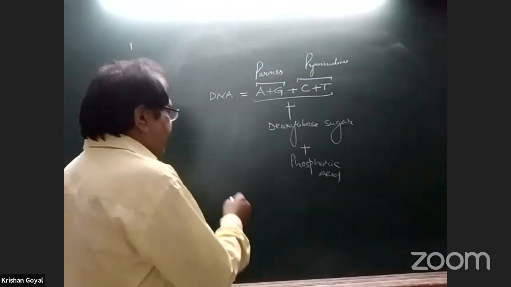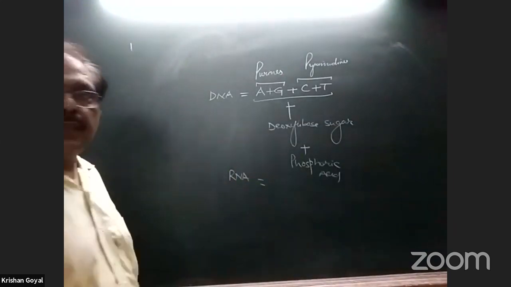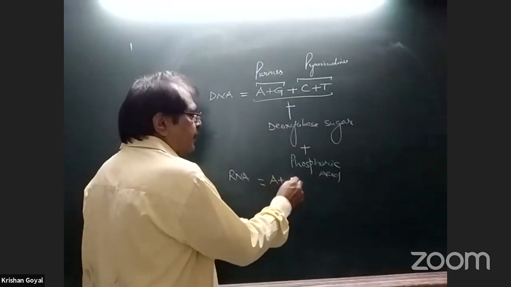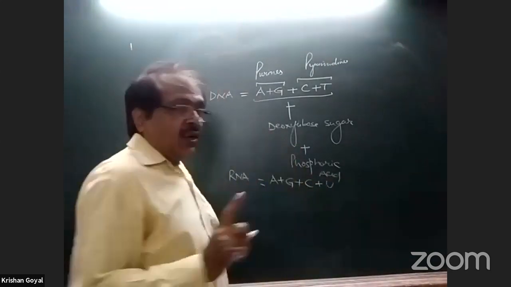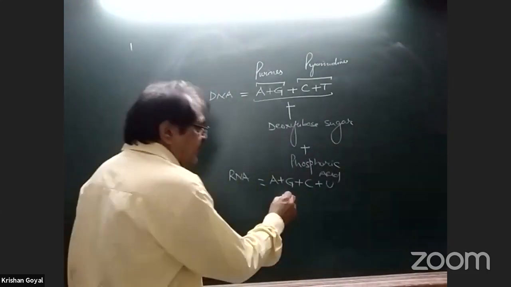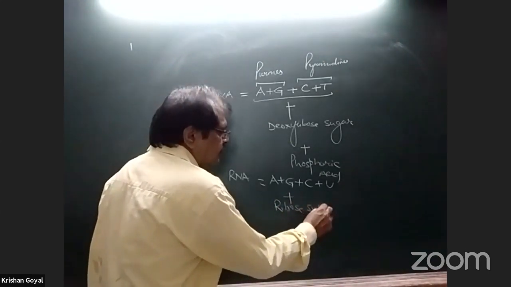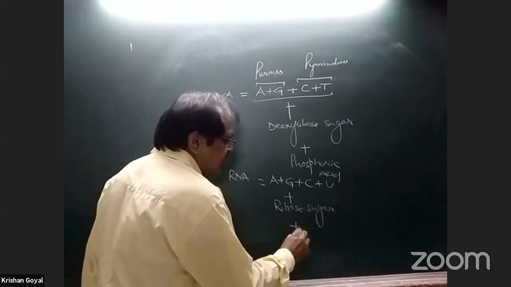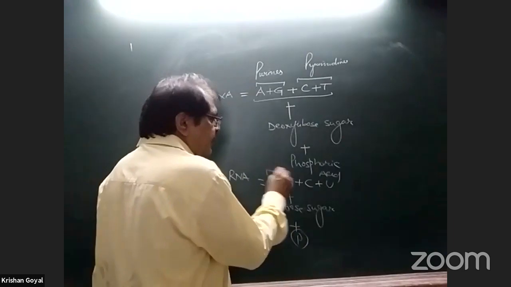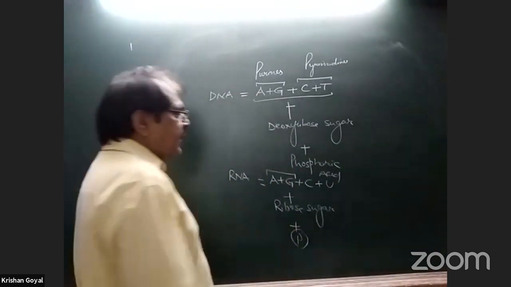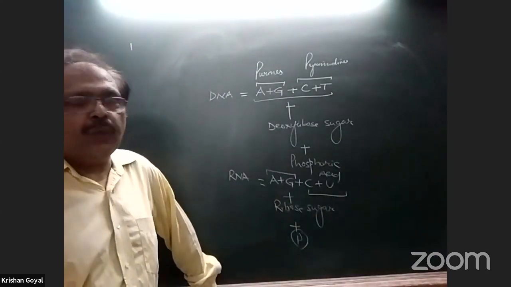Now coming to RNA. RNA is equal to adenine plus guanine plus cytosine plus uracil, not thymine, plus ribose sugar and plus phosphoric acid. Again, these are the purines and these two are the pyrimidines. I hope you have understood it.